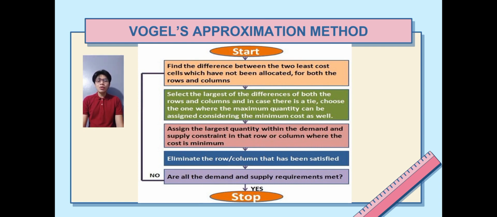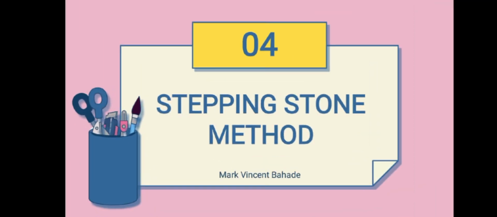Step 3, in the row or column where the cost is lowest, place the highest quantity possible given the constraints on demand and supply. For step 4, we will now eliminate the row that has been satisfied. And for the last step, we will check if all the requirements of demand and supply are met. If not, we will repeat the whole process from the beginning. That's all for the Vogel's approximation method, and the next method will be discussed by Mr. Mark Vincent Bahade.